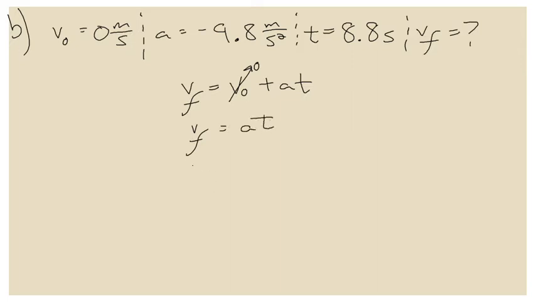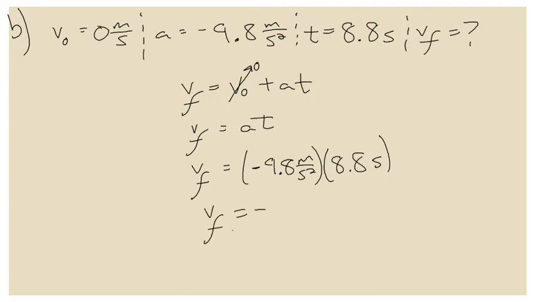Remember, A times t is really telling you the change in velocity. And if the object started from rest, then the final velocity is just going to be however much the velocity changed by. So we plug in our acceleration, negative 9.8 meters per second squared. We plug in our time, which was 8.8 seconds. And our final velocity comes out to be negative 86.24 meters per second. But again, because everything in this problem should be given to 2 sig figs, we'll call it negative 86 meters per second.